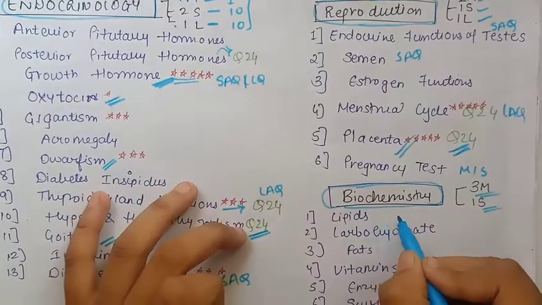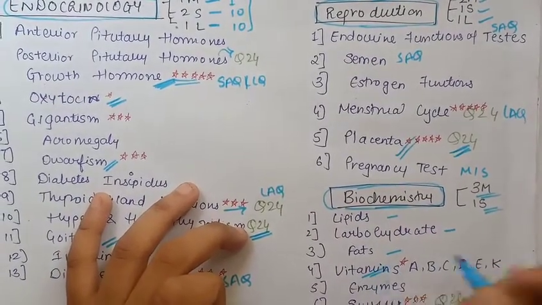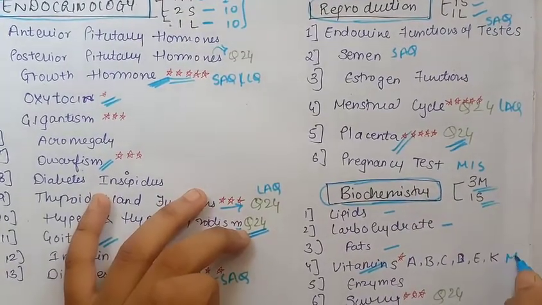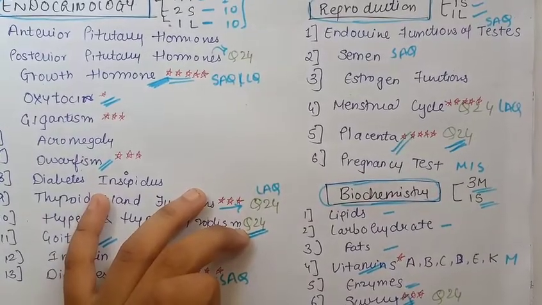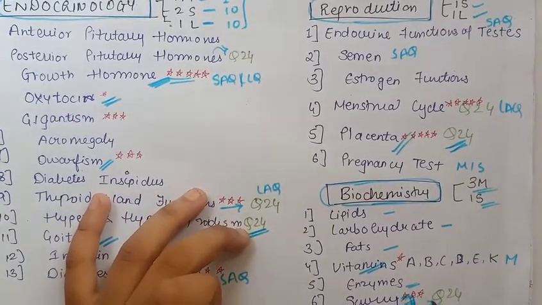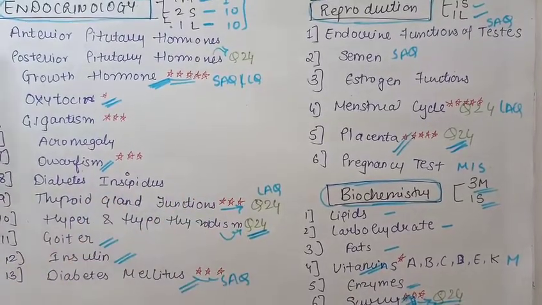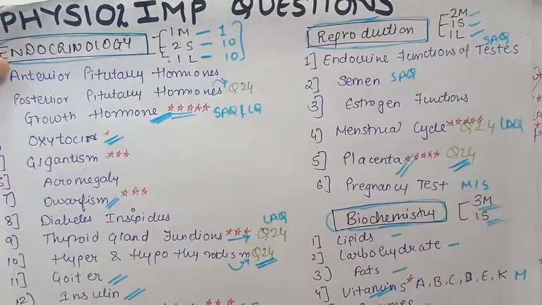Then in biochemistry, lipids, carbohydrates, fats, and vitamins are important. One vitamin question will be present, mostly as an MCQ. Then enzymes, scurvy, proteins and rickets. Scurvy and rickets are most important, and scurvy was asked in the 2024 examination. So these were the important topics from endocrine, reproduction and biochemistry.